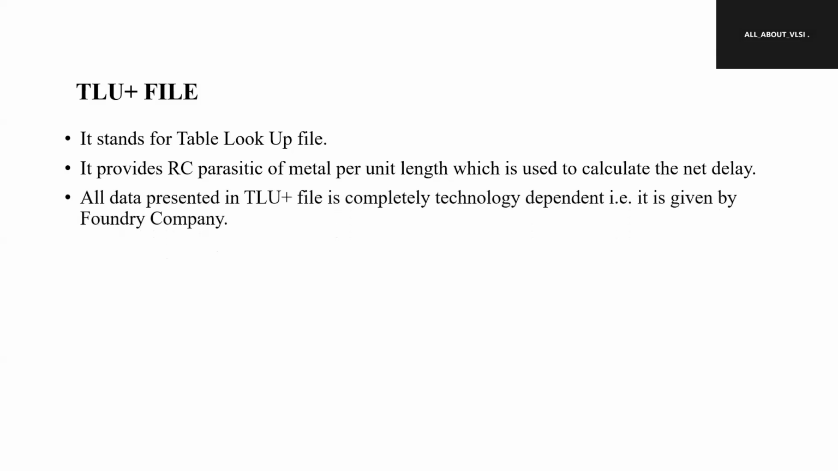Okay, all data present in the TLU+ file is completely technology dependent, which means, as I said earlier, the technology file varies from 28 nanometer to 5 nanometer, 5 nanometer to 7 nanometer technology, right? In the same way, the TLU+ file is also dependent on technology. Why? Because it is completely related to routing, right? This file is given by the foundry.